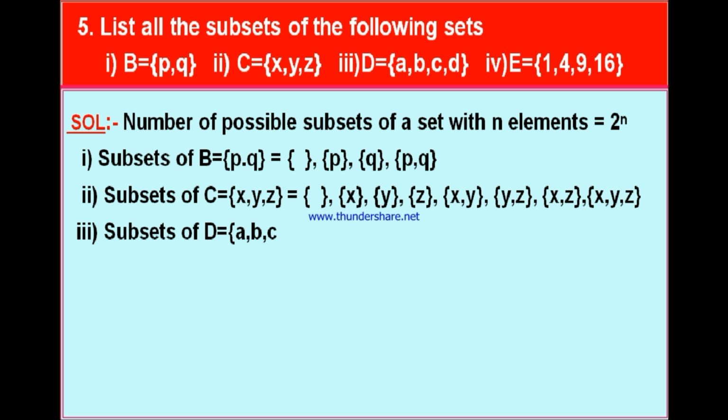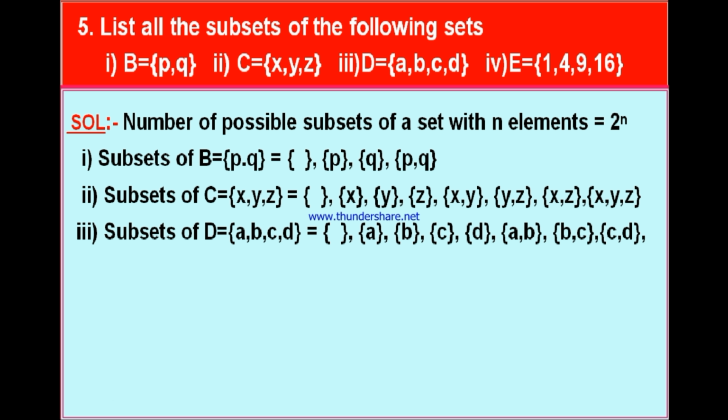And the third bit, subsets of D is equal to set A, B, C, D. Here we have 4 elements now. Even though there are 4 elements, you may follow the same procedure. First, set with 0 elements, set with single elements, sets with 2 elements, sets with 3 elements, and finally set with 4 elements. First, an empty set. Next, set with single elements, set A, set B, set C, and set D. Next, the different subsets with 2 elements each.